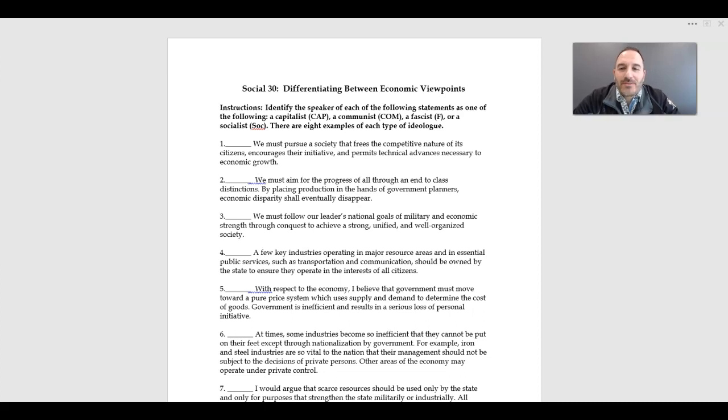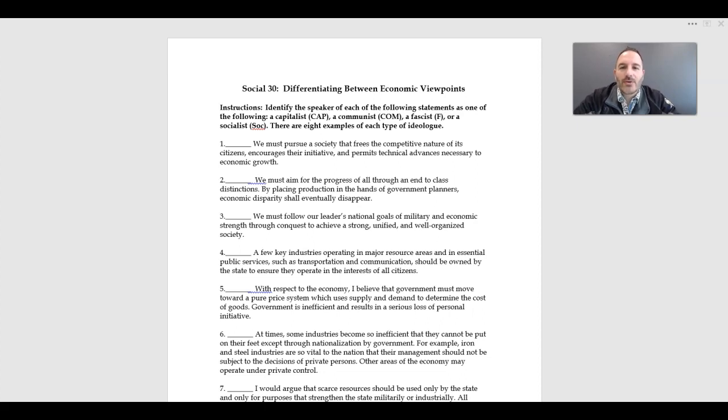So I mentioned before that one of the important jobs that you need to be able to do in Social 30 is to be able to read a passage of text and then differentiate what kind of ideology is present in that particular block of text. So we've done that with the spectrum of the status quo, right? We looked at identifying a block of text as liberal or conservative or reactionary or radical/revolutionary.